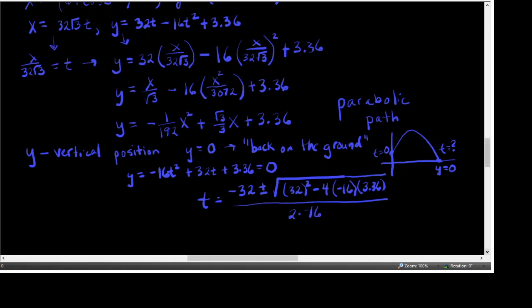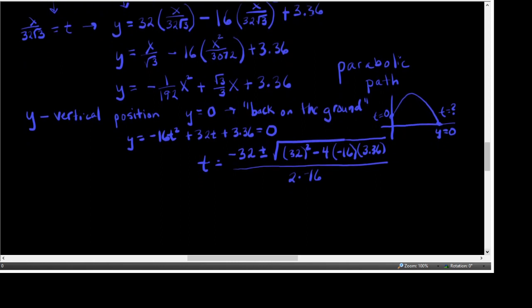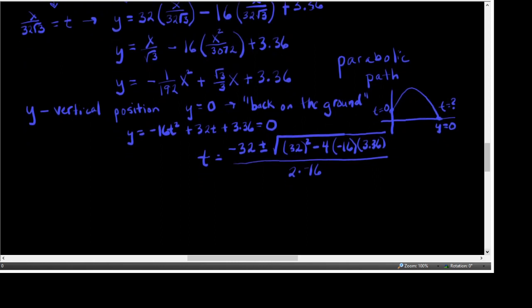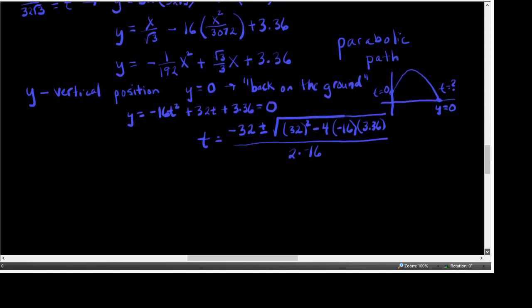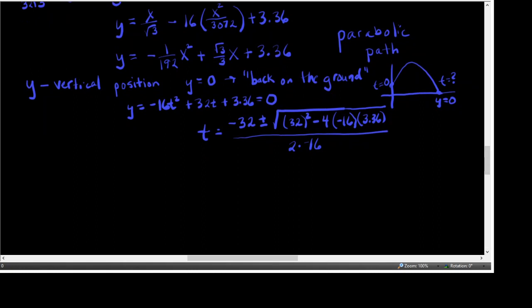Now this is not easy to type in your calculator and get it right, so I'd like for you to practice it. And make sure that's a negative 16 there. And once you've typed this in, once when you add and once when you subtract, you should get t equal to negative 0.1 and t equal to approximately 2.1.